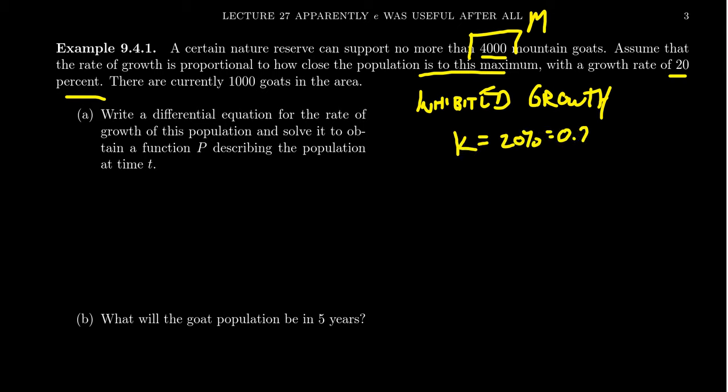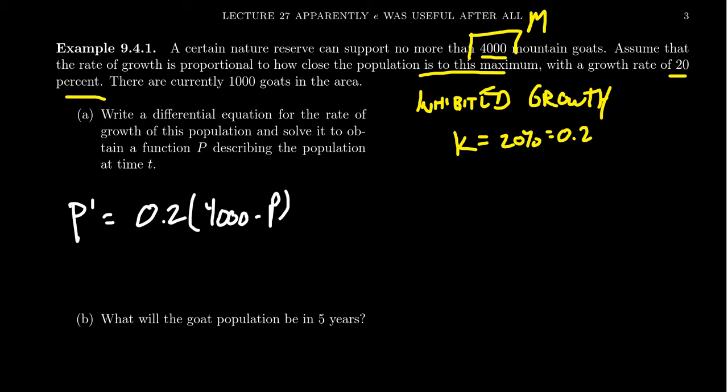aka 0.2, like so. So we want to write a differential equation for the rate of growth of this population and solve it. In terms of the differential equation, we're going to get that P prime is equal to 0.2 times (4,000 minus P). Remember here that this M minus P is the maximum population minus the current population, and this was our growth factor of 0.2. So we get that pretty quickly.